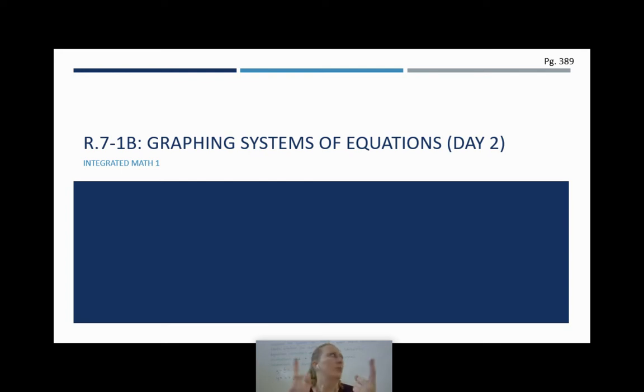But that also meant if we had one solution, it was consistent and it was an independent system. If we had infinite solutions, it was consistent and a dependent system. And of course, if it was parallel, they didn't intersect at all, no solutions, we said it was an inconsistent system of equations. So we played with that yesterday without actually graphing stuff. Stuff was already graphed for us.